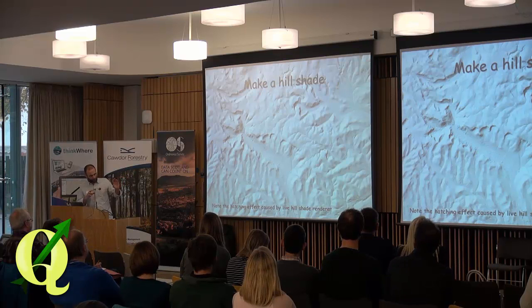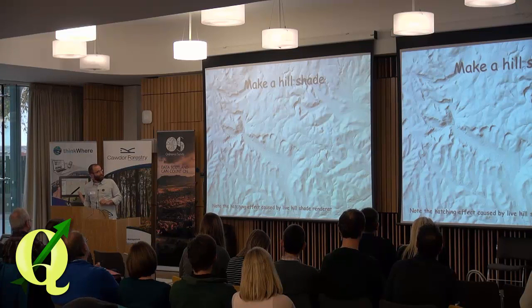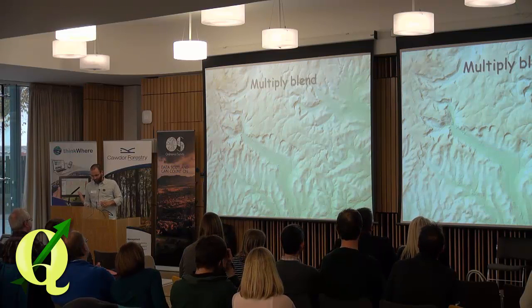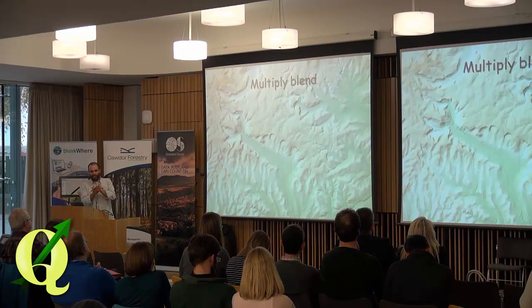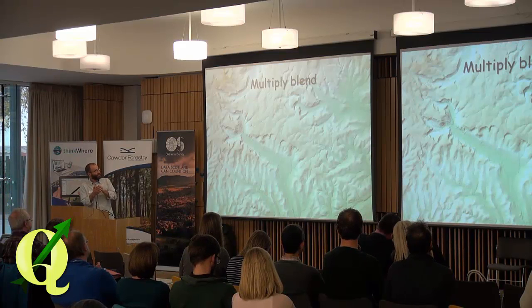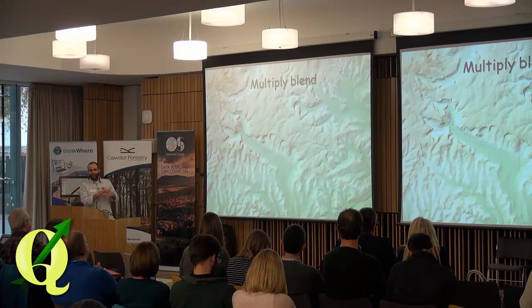Now, there are a few little niggles with it. You could probably see some sort of grid effect in there, but I know great minds are working on the problem. So you can make a hillshade. You can then use the blend modes in QGIS to take your colored DEM and blend that using the multiply blend mode with your hillshade, and you get something that looks pretty nice.